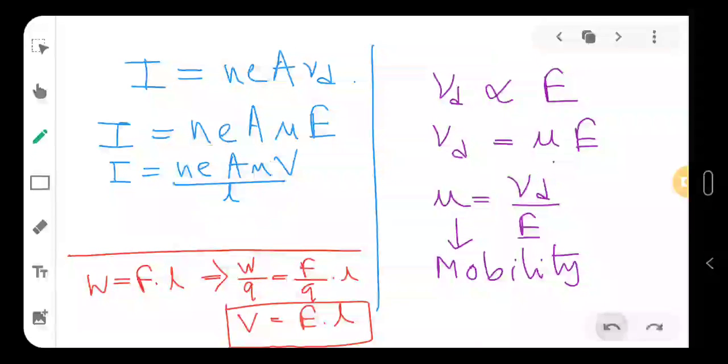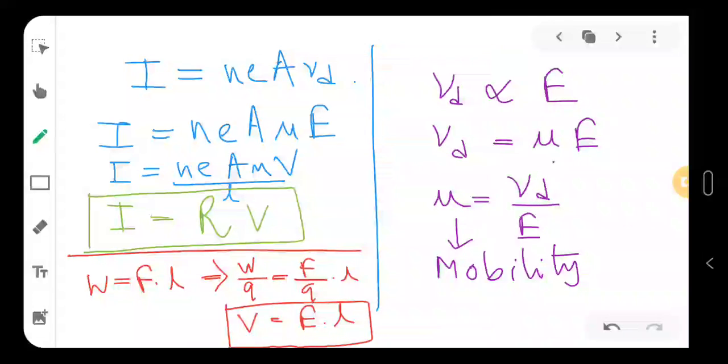So these are all material properties. This whole thing depends on the material. Only V is the outside part, which you can give externally. So this whole part is nothing but your resistance, and V is there as usual. So this is the way we have gotten Ohm's law again. This is the actual proof of Ohm's law.